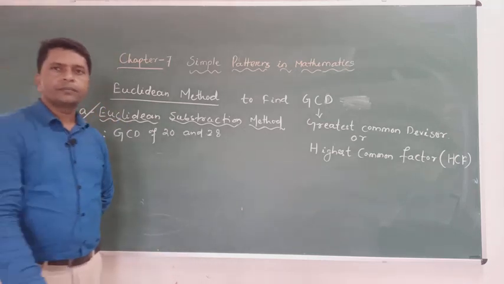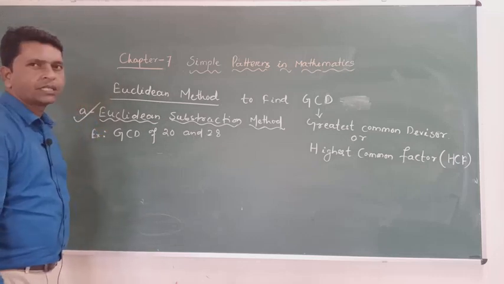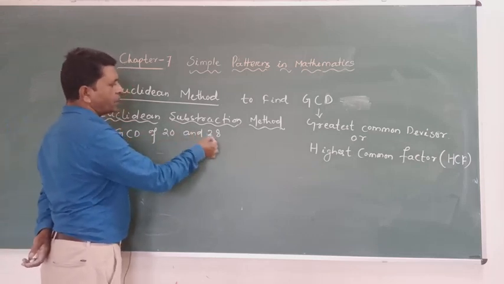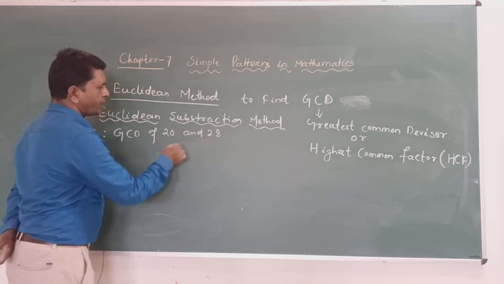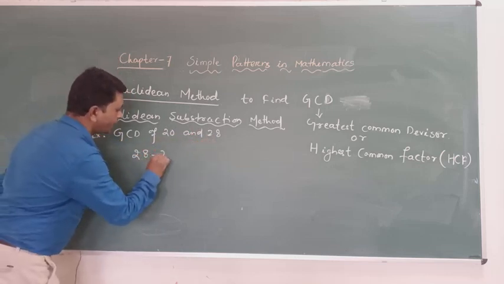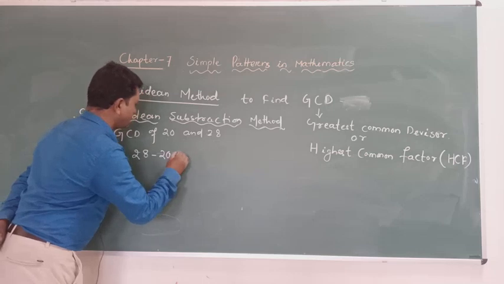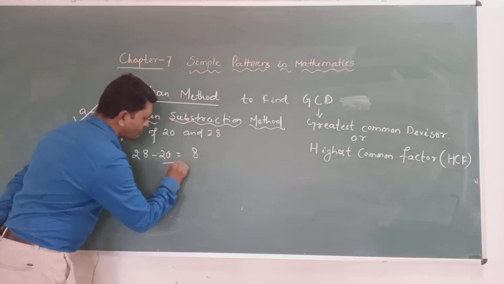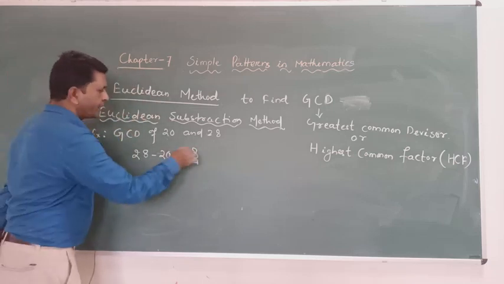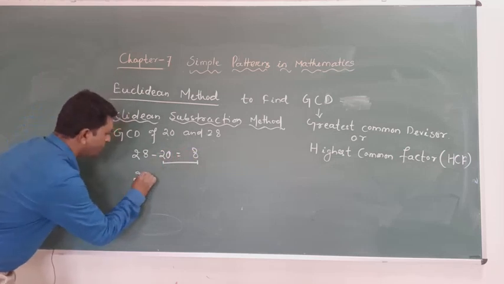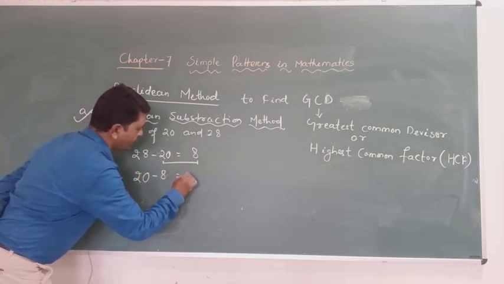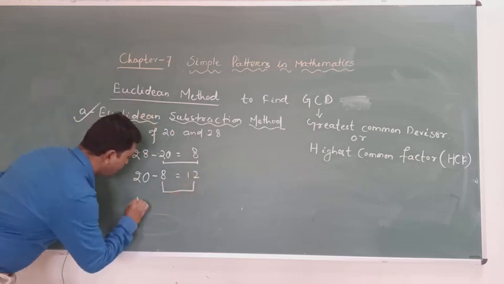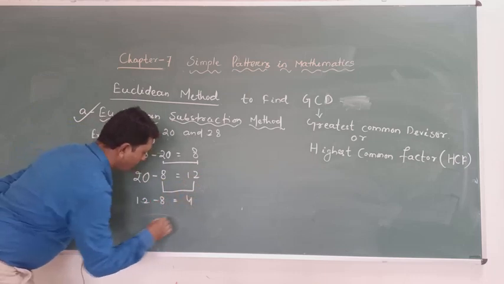One more example is 20 and 28. We have to find the GCD or HCF. First we subtract the smaller number from the greater number, 28 minus 20, which is 8. Again, with the last two numbers, 8 and 28, repeated subtraction: 28 minus 8 gives 12. Again 12 and 8, 12 minus 8 gives 4.